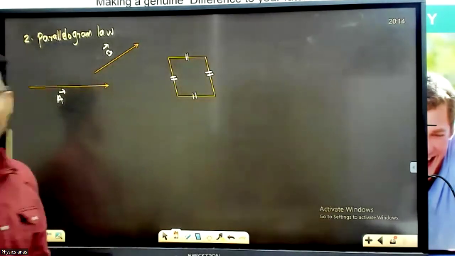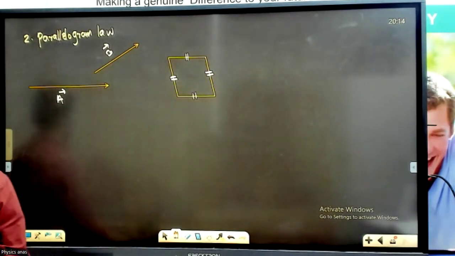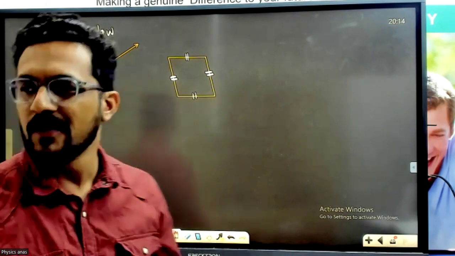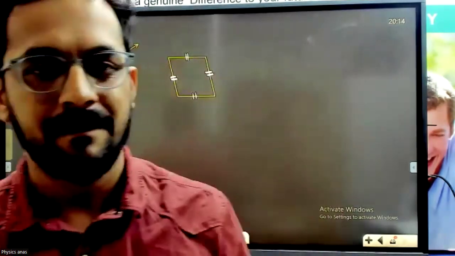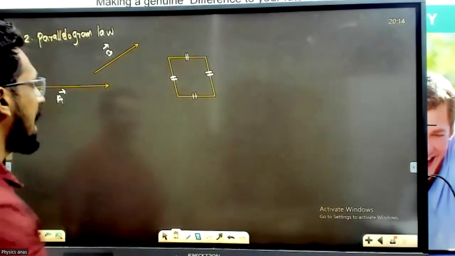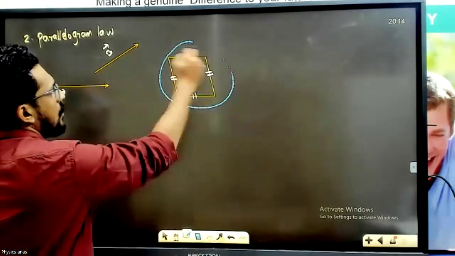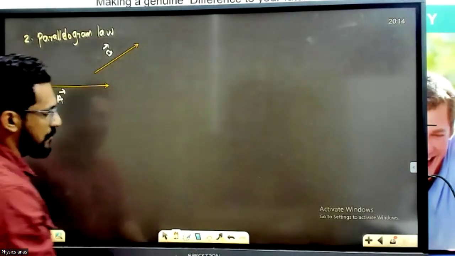This is a parallelogram. That's basically a rectangle. And their opposite sides will be parallel. Got it? Okay. So that's a parallelogram. Now, what is this parallelogram law of vector addition?